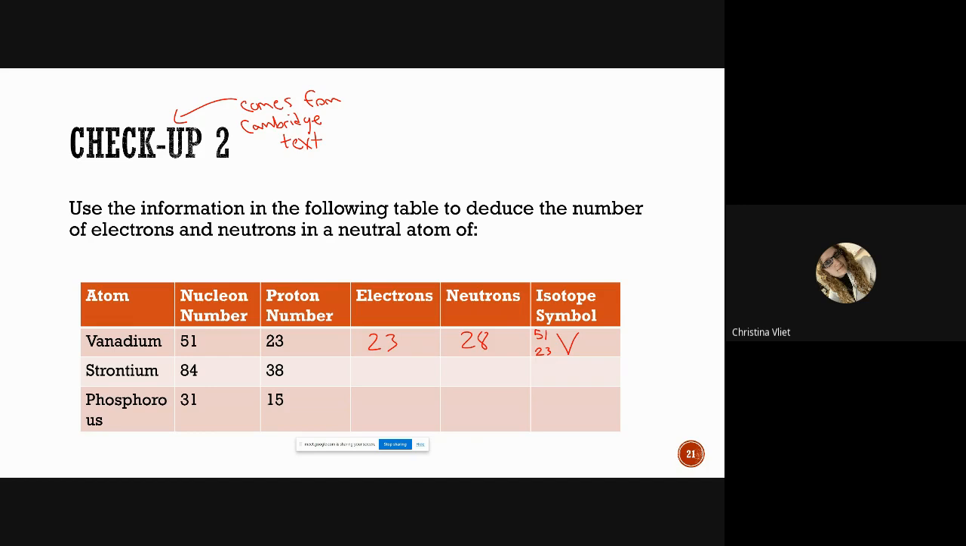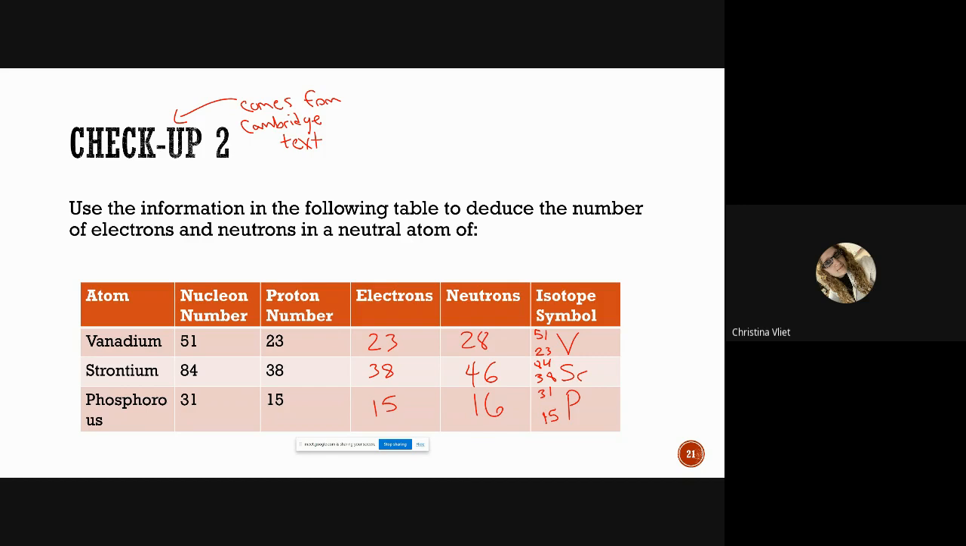Second, electrons, 38. Neutrons, 84 minus 38, is that 46? Yes. Anybody? Okay. And then here, this will be 84, 38, Sr. Phosphorus. Electrons. Neutrons. Isotope symbol. And 15. All right, we feel comfortable with this? This is something we're remembering or understanding?